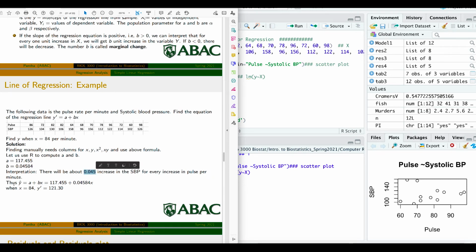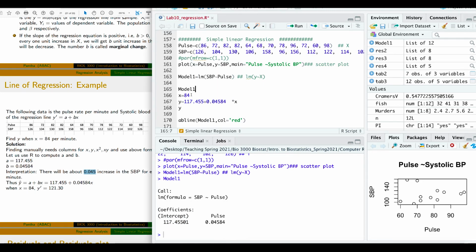All right, so what is the equation then? The equation is y hat equals A plus Bx, and that gives you 117.455. That is A plus B, that value times x. Now if you want to find out what is the value of y when x is 84, you replace x by 84. You get x equals 84 implies y prime is 121.30. That's what you get. You see that?